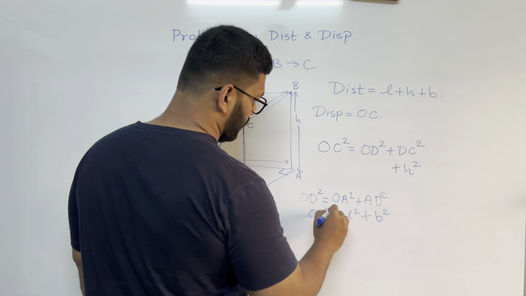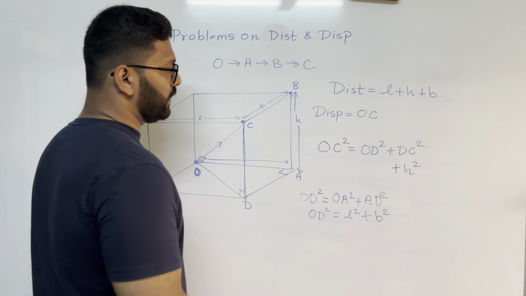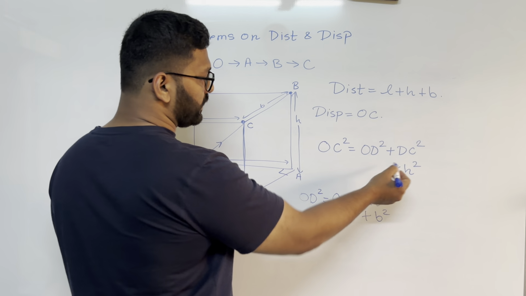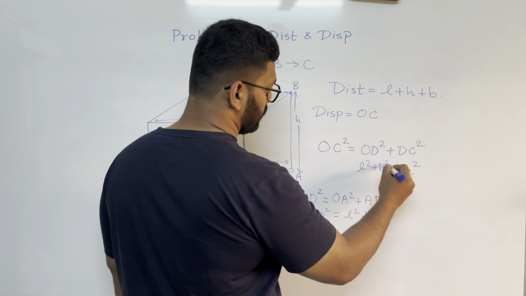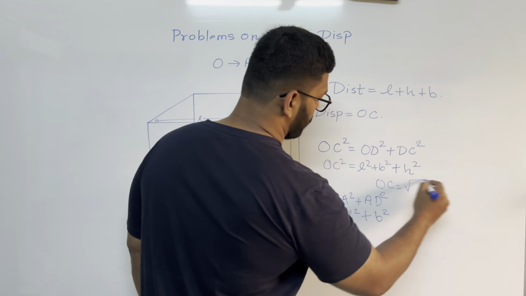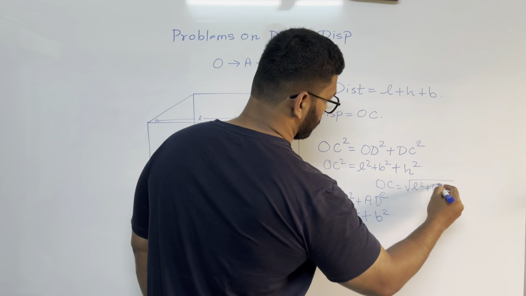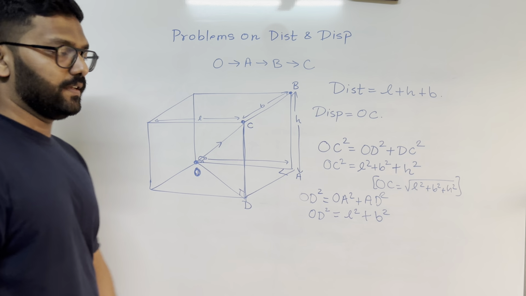So OD square is L square plus B square. Now OD square plus DC square is OC square. So OD square you can put it here, L square plus B square. This is going to be your OC square. So OC is equal to square root of L square plus B square plus H square. This is going to be your displacement, right?